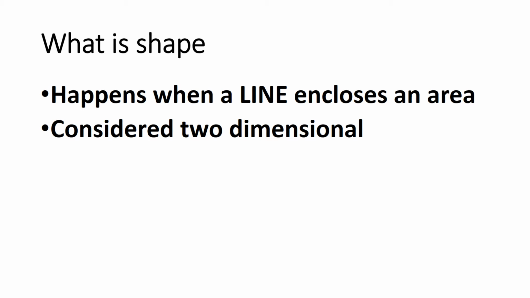Anyway, so what is shape? This happens when a line encloses an area. Whenever you have a line that actually encloses an area, that is what a shape is, and this is considered to be a two-dimensional thing. Shapes are not three-dimensional. They are two-dimensional, they are flat, polygons, that sort of thing. So this is what shape is all about.